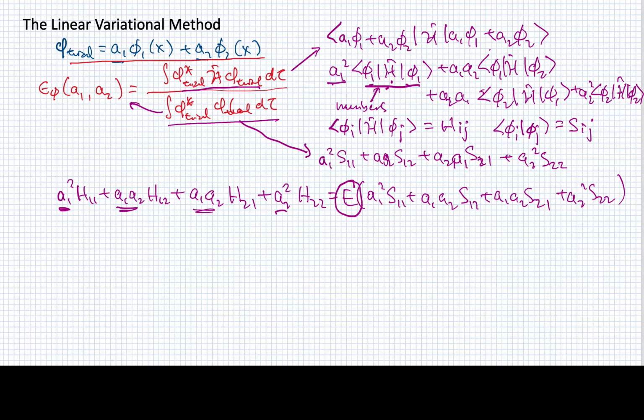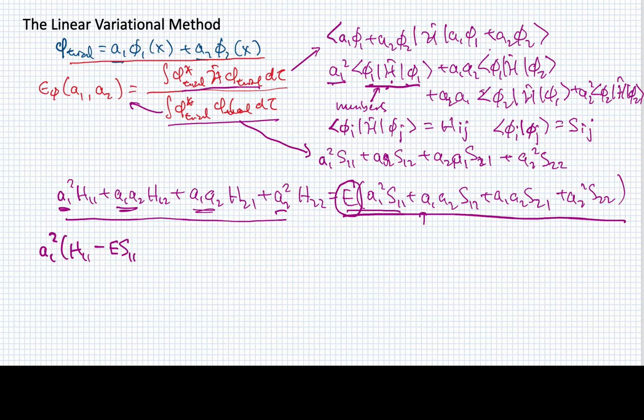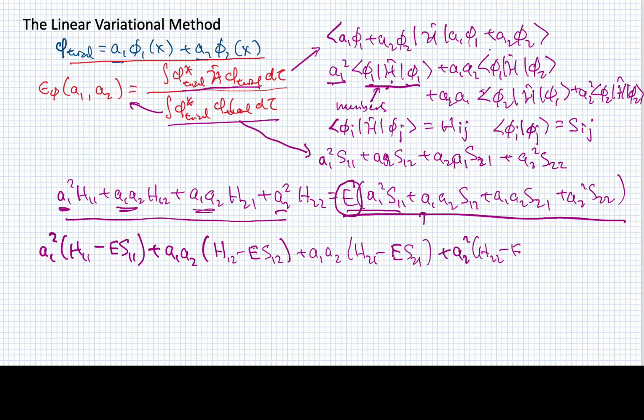But let me just show you where this leads us. If I were to subtract all of these terms from these terms and collect terms that have similar coefficients, I would have A1 squared times h11 minus E s11. Then I would have A1 A2 times h12 minus E s12. I will also have a term that would be h21 minus E s21, and a term that is A2 squared times h22 minus E s22.